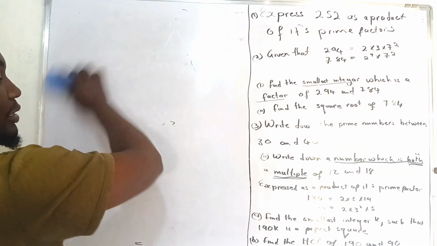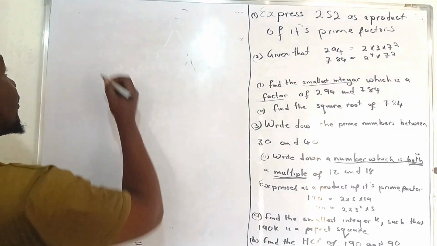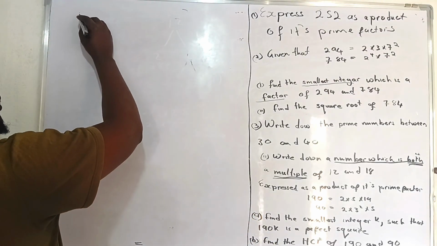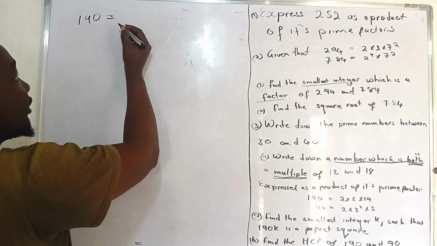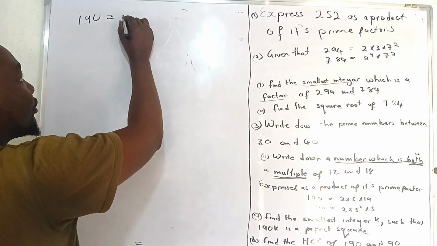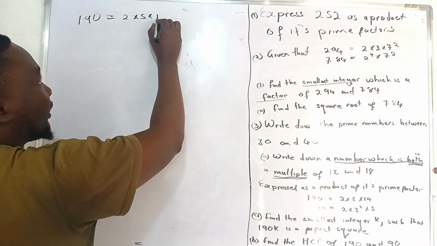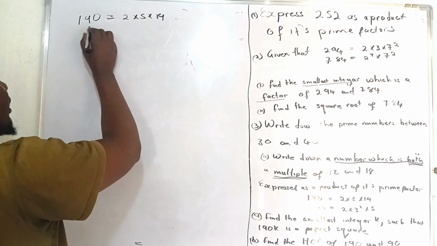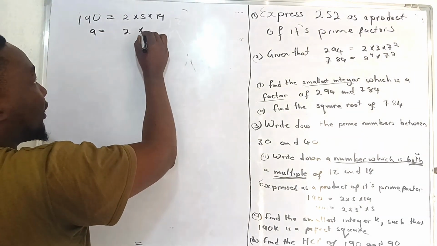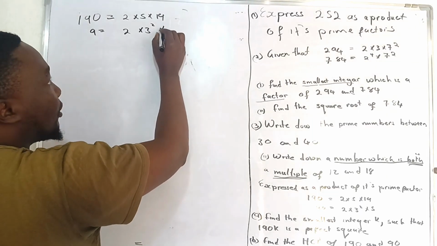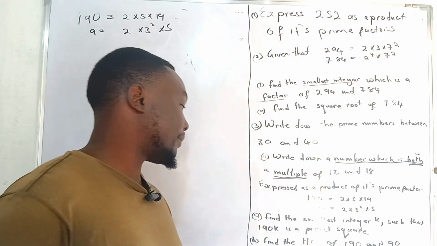Expressed as a product of its prime factors, 190 is given by 2 multiplied by 5 multiplied by 19. And 90 is given by 2 multiplied by 3 squared multiplied by 5, expressed as a product of its prime factors.